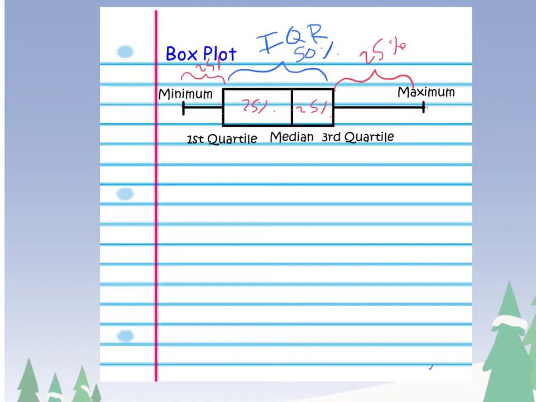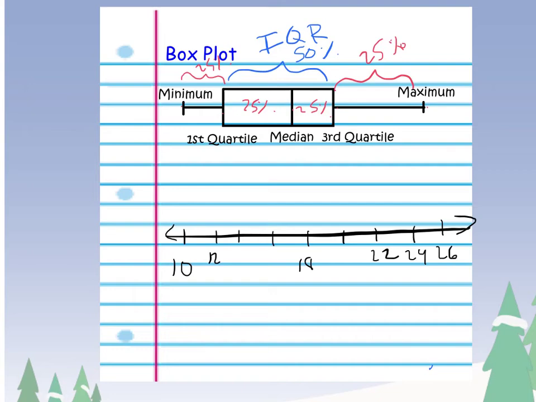So let's make a box plot for the information we had above. I have to fit on a number line the data that we were representing. The minimum was down at 10. I had to get all the way up to 25. So maybe 10, 12, 14, 16, 18, 20, 22, 24, 26.